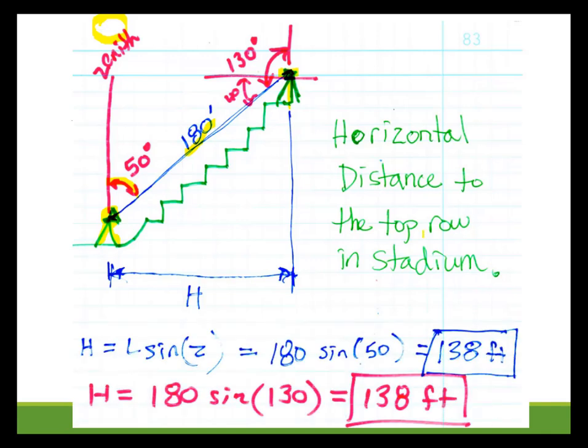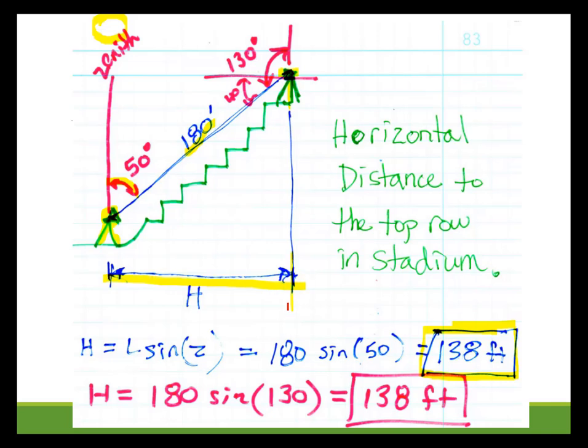So using the function to determine the horizontal distance, L times the sine of the zenith angle would be 180, the length along that hypotenuse side of the triangle, times the sine of 50. That gives me a horizontal distance of 138 feet.